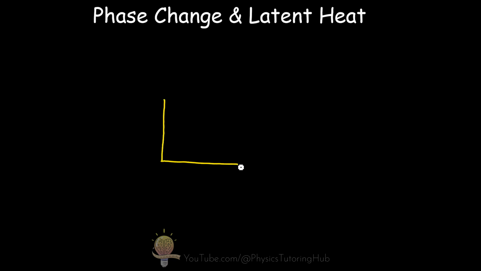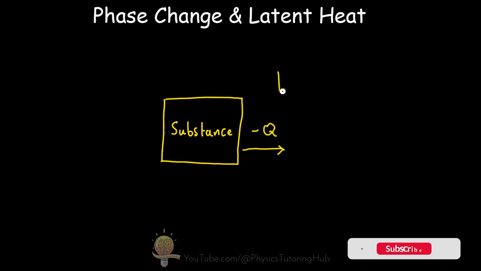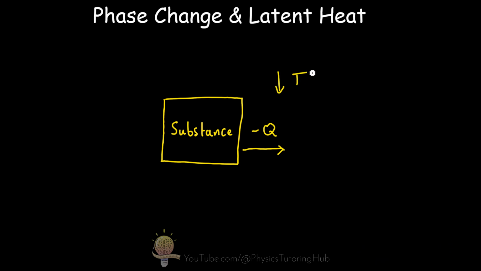Whenever we add heat energy or remove heat energy from a substance, we might expect it to change temperature. So when Q is positive, we're adding heat energy, so we might expect the temperature to rise. If heat energy is removed from this substance, so for example, if we have a negative Q, where heat energy is coming out of the substance, we might expect the temperature to fall. And this isn't an unreasonable assumption.